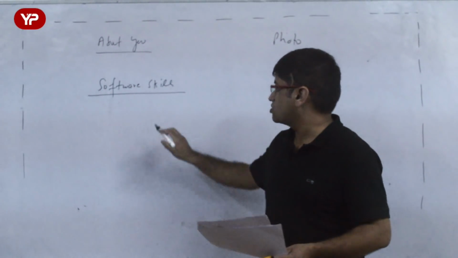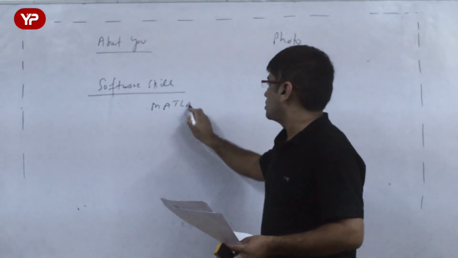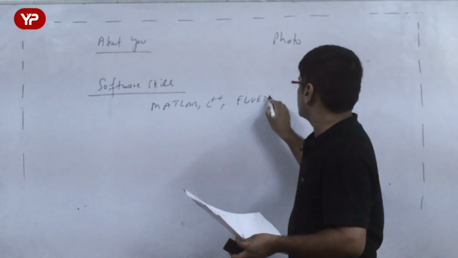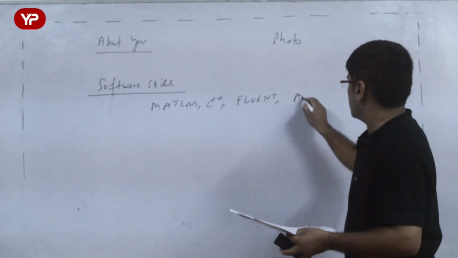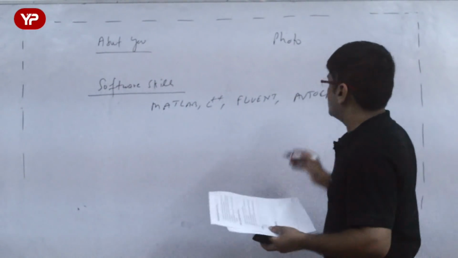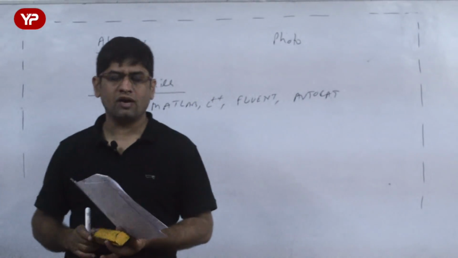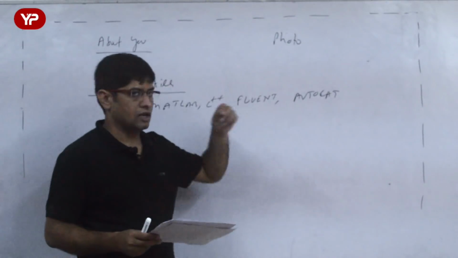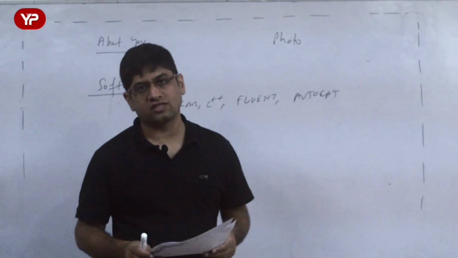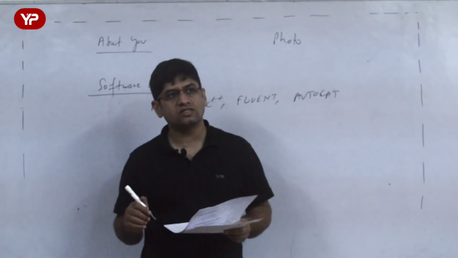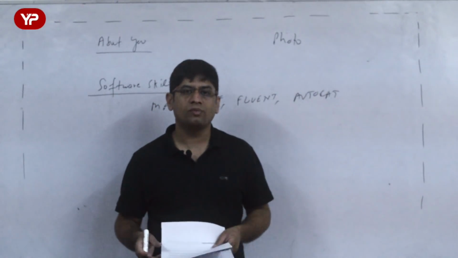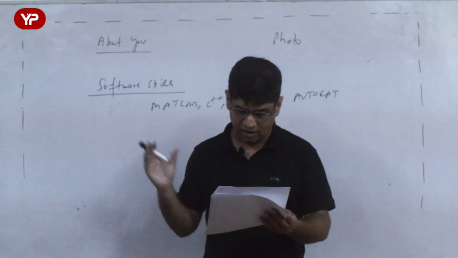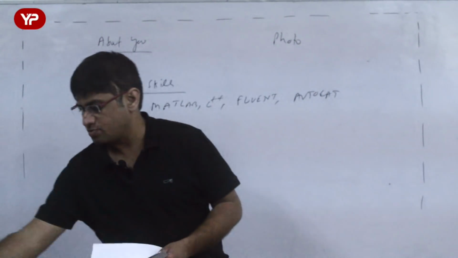So certain software, like MATLAB, C++, Fluent, or you can say AutoCAD. These are the software which you must have used, and whatever statistical tool or software you have used, they will come in your software skill. Soft skill is different from software skill. Soft skill is your communication skill, how good you are in communication. We are not talking about that. We are talking about the software skill. Whatever software you used in your engineering, you can write that. That will come into this particular column.